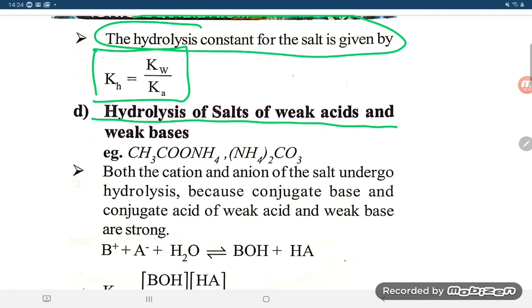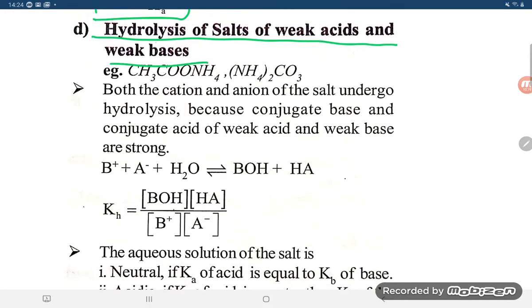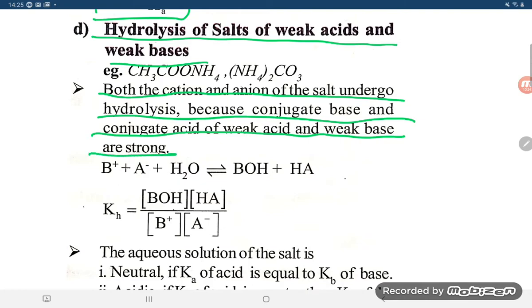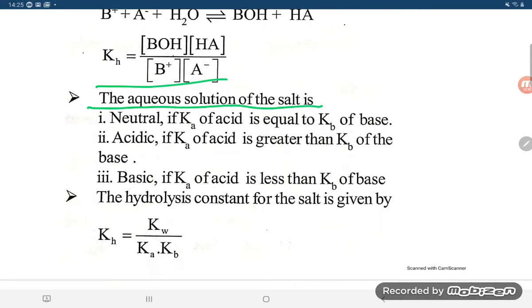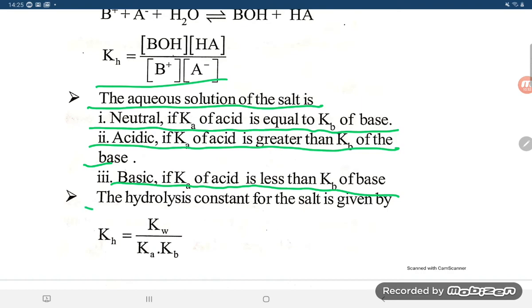Hydrolysis of salt of weak acid and weak base, like CH3COONH4. Both cation and anion of the salt undergo hydrolysis because the conjugate base and conjugate acid of weak acid and weak base are strong. So B+ plus A- gives BOH plus HA. So this is the Kh. The aqueous solution of the salt is neutral if Ka of acid is equal to Kb of base, acidic if Ka of acid is greater than Kb of base, basic if Ka of acid is less than Kb of base. The hydrolysis constant for the salt is given by Kh equal to Kw upon Ka times Kb.